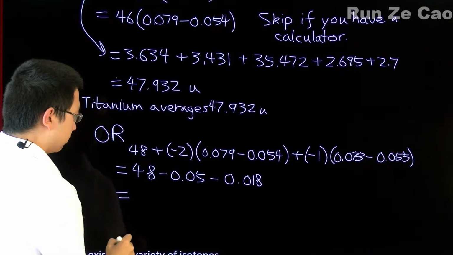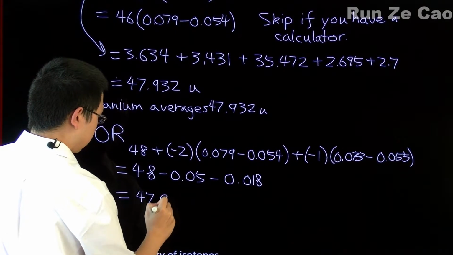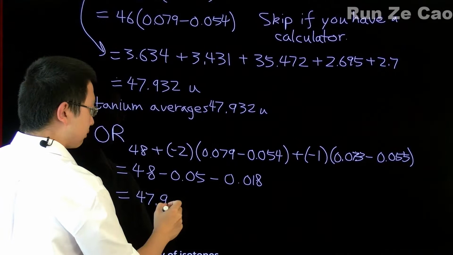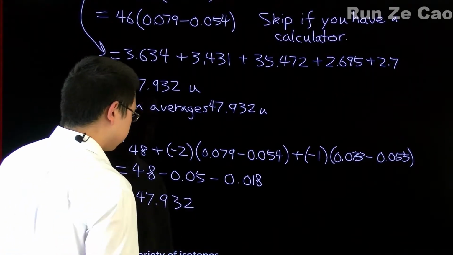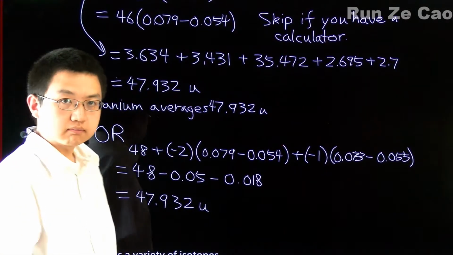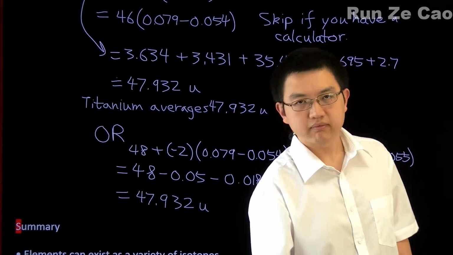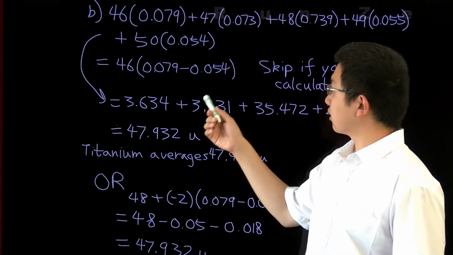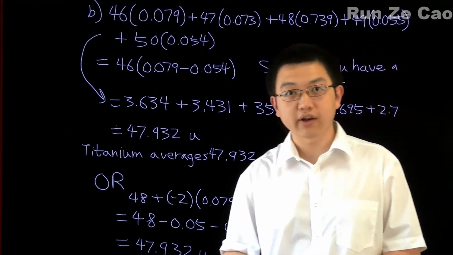So this must be equal to 47.9 something. Well, 68 gives you 32 U. So the same thing. Now, of course, this is faster if you don't have a calculator and slower because you actually have to explain what you're doing than this if you do have a calculator.